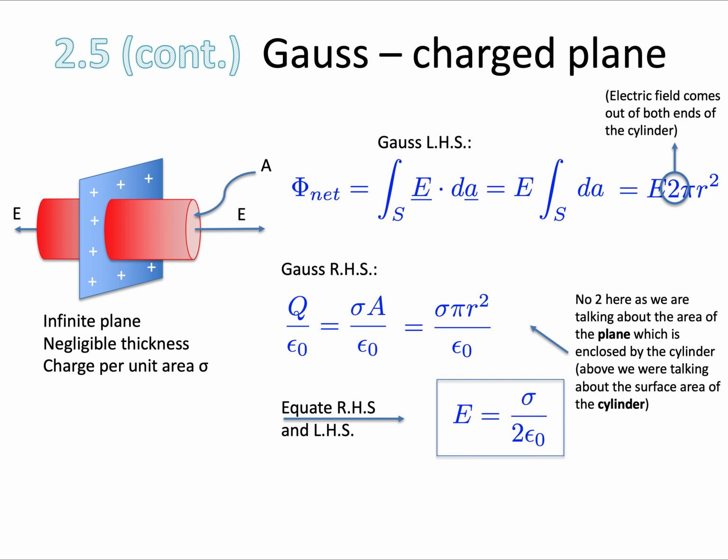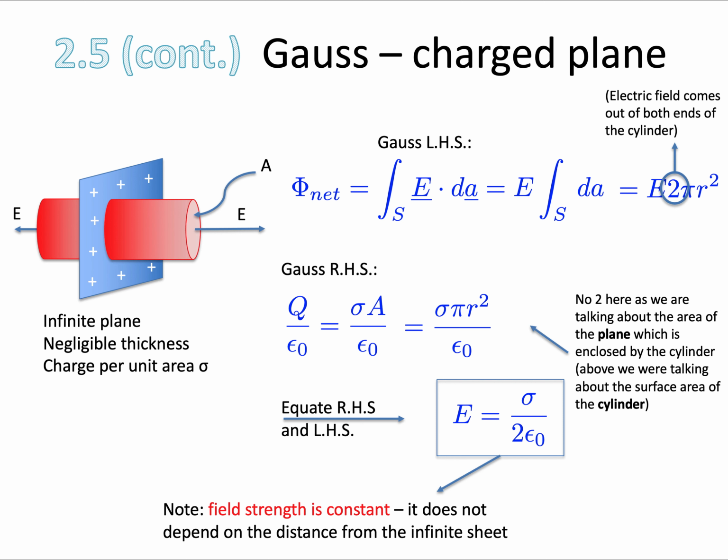Another thing to note is that the final equation does not depend on r. So if you're right next to the plane, or you are on the other side of the universe, the field is exactly the same. For this to work, though, the plane does have to be infinitely large, or as you move further away, it would start to approximate a point charge, for which the electric field decreases with 1 over r squared.